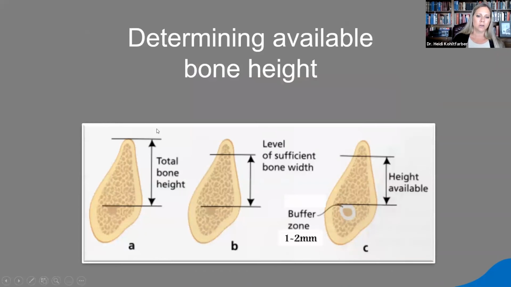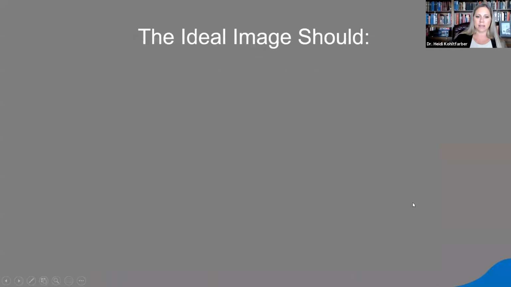Okay. When we are looking at the bone, we want to be able to determine the available bone height, remembering that the superior aspect of that bone usually is too thin to be usable. So it's not really part of the sufficient bone width. So we want to determine what our level of sufficient bone width is for a patient. And then we want to figure out where our mandibular canal is and leave at least a 1 to 2 millimeter buffer in between. So definitely take that into account.